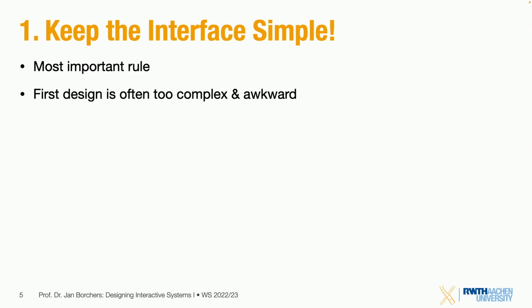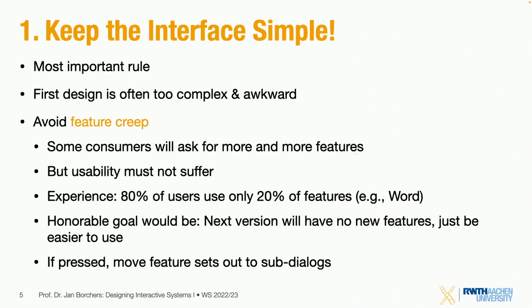There is, of course, the problem of feature creep, which isn't just something that developers trigger, right? You will always have consumers asking for more features. That often comes up in reviews: oh, but this system has more features than this other competitor, so it must be better in some way. When this is being asked for, it doesn't mean that you can never add features to a system, obviously, but you have to make sure that your usability doesn't go down the drain.